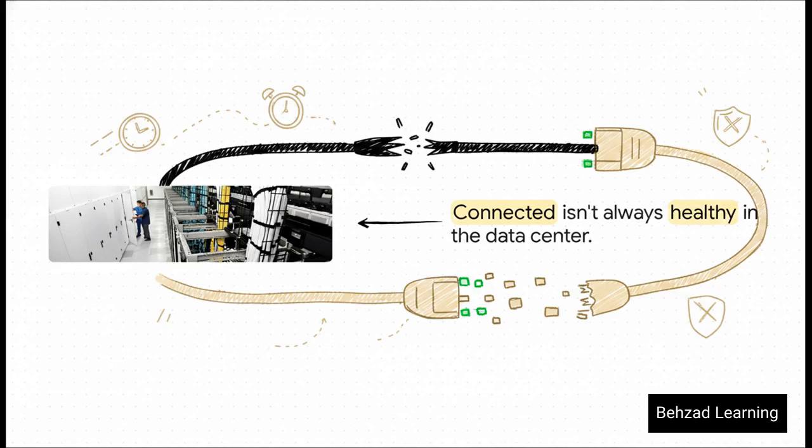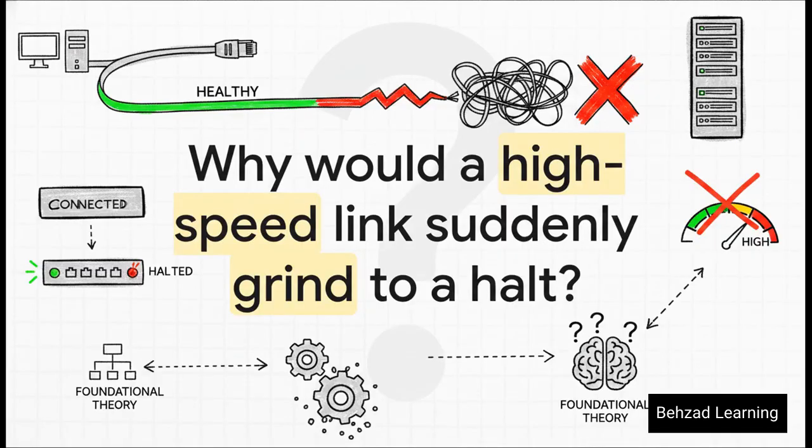But the application was practically unusable because the link was just constantly dropping packets. I want you to really think about this for a second. Why would a high-speed Ethernet link, showing a perfectly healthy connected status and blinking a deceitful green light, suddenly just grind to a total halt? Well, to solve this, we can't just guess. We have to step back and understand the foundational theory of how Ethernet actually moves data under the hood.